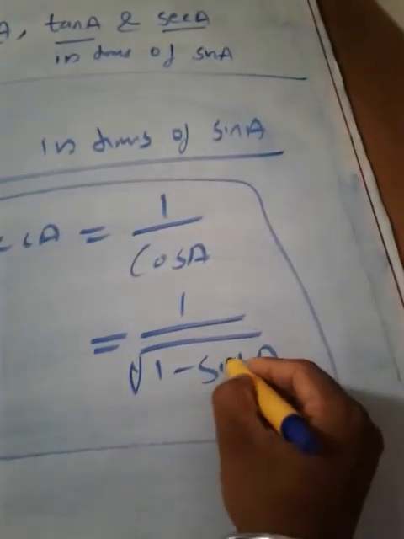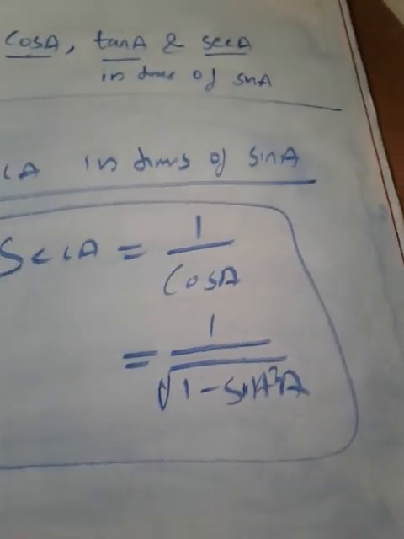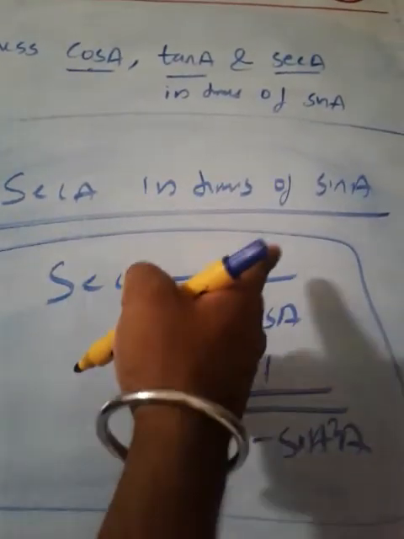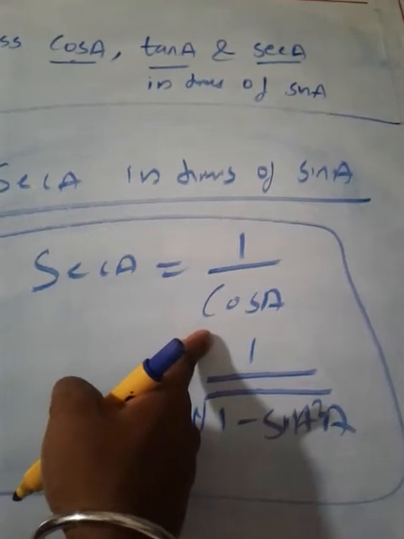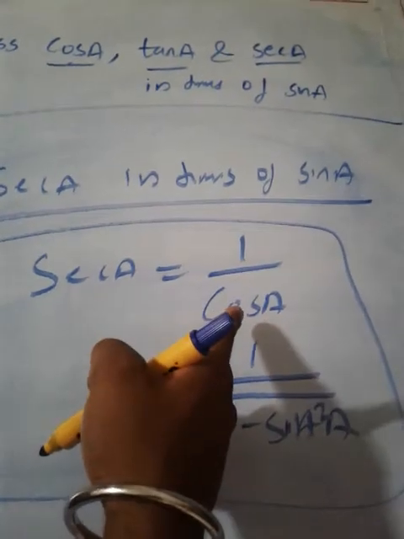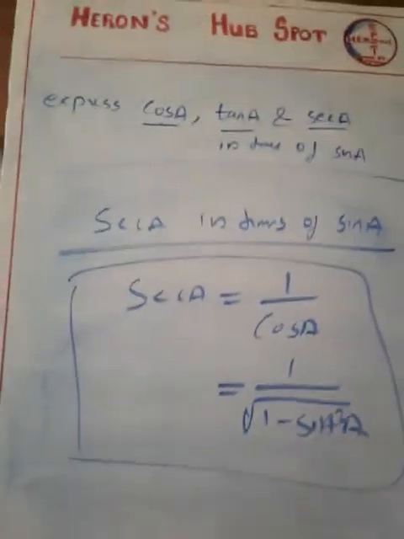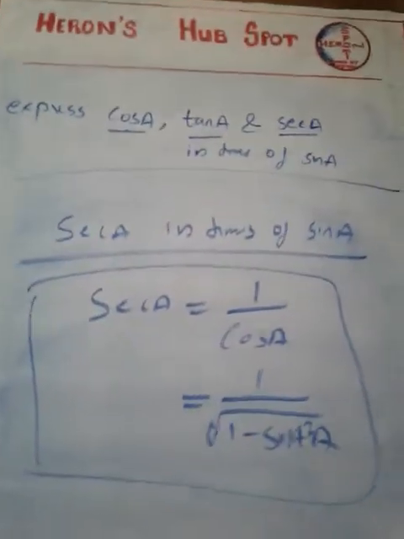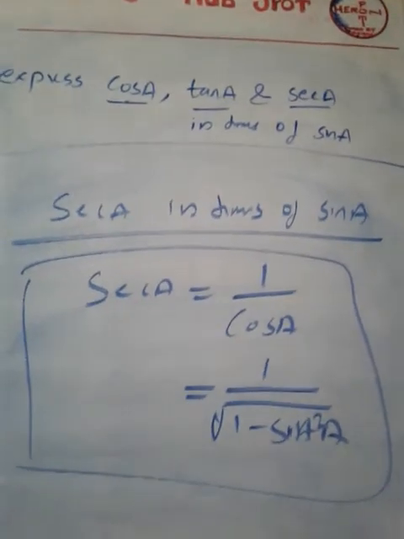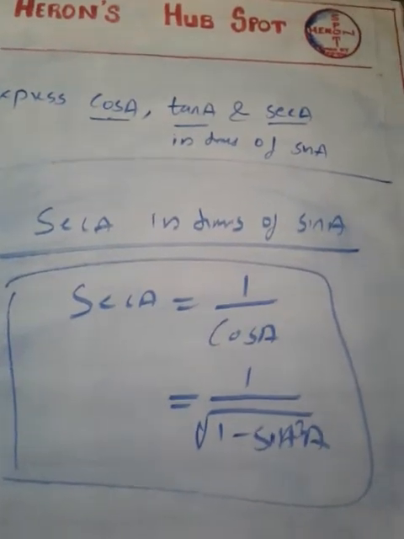Are you following me? Because sec A is nothing but 1 by cos A. That is trivial. And 1 by cos A we already expressed in terms of sin A in the first part. What was that? 1 over root 1 minus sin square A. So trigonometric questions are very simple, but the way of thinking is what is important. Okay.